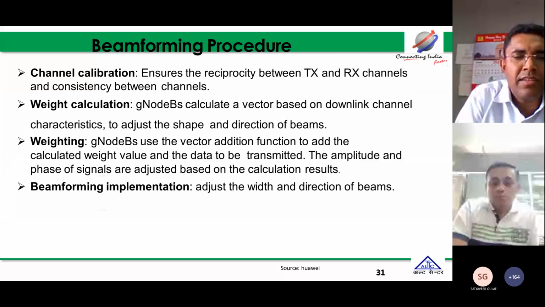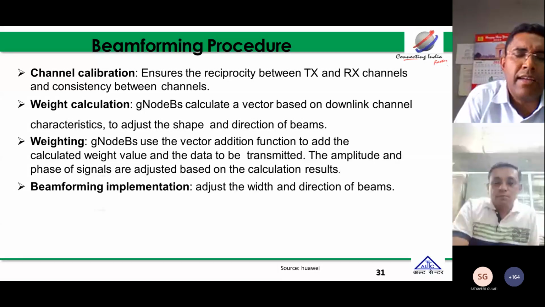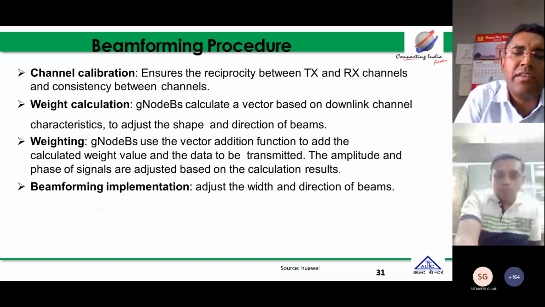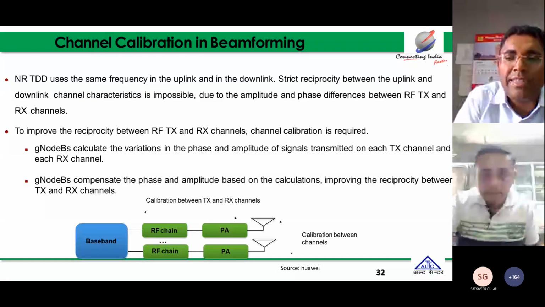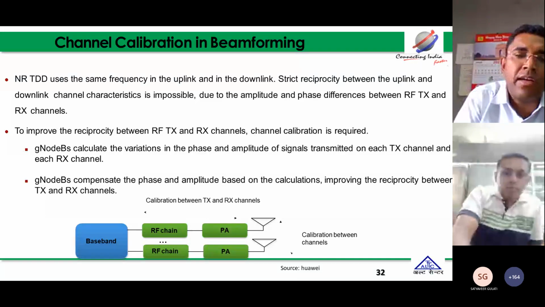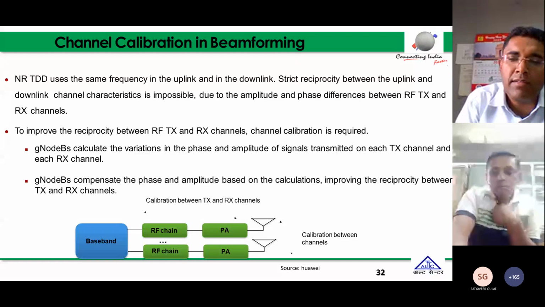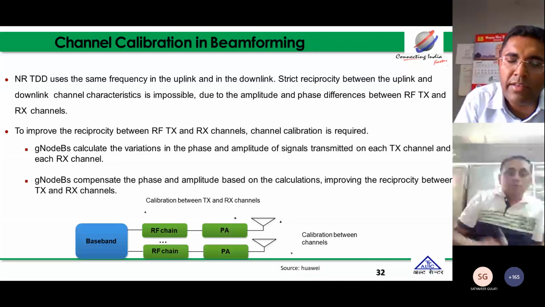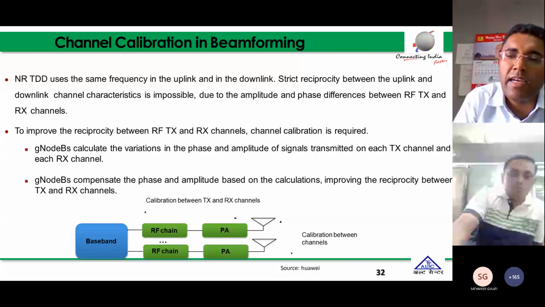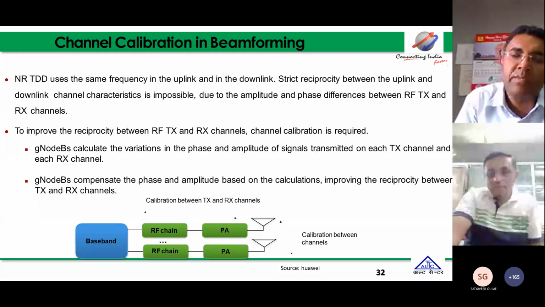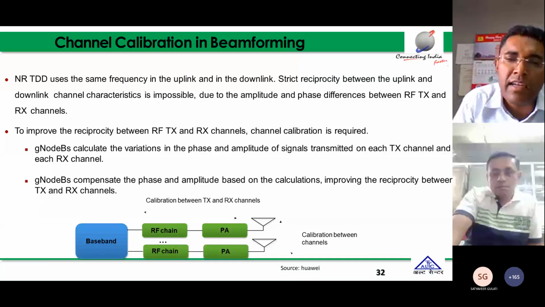First is the channel calibration. NR TDD uses the same frequency in the uplink and downlink, so strict channel reciprocity between the uplink and downlink channel is required. To achieve that strict reciprocity, we have to calibrate the channels by sending reference signals, SRS and CSI-RS. By channel estimation, they can adjust the channels to achieve channel reciprocity.